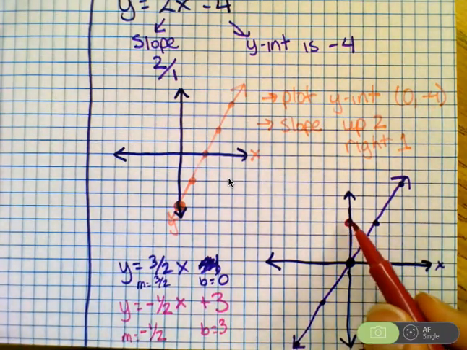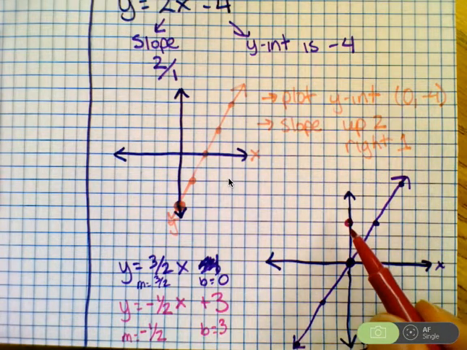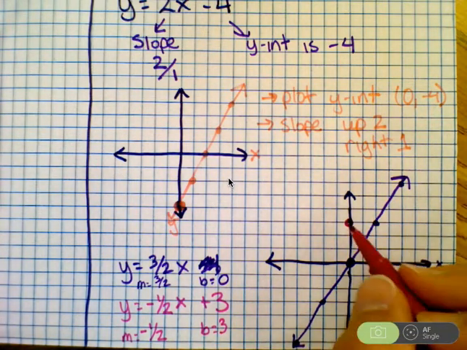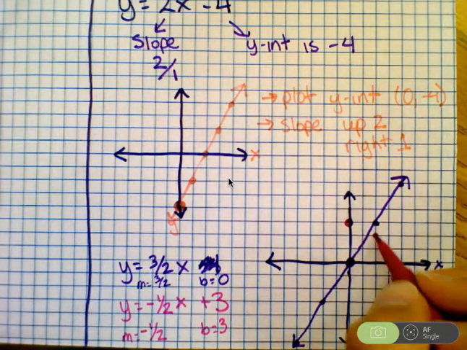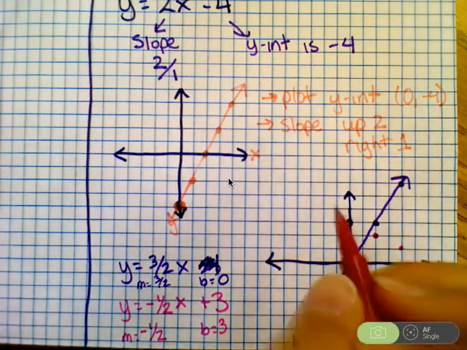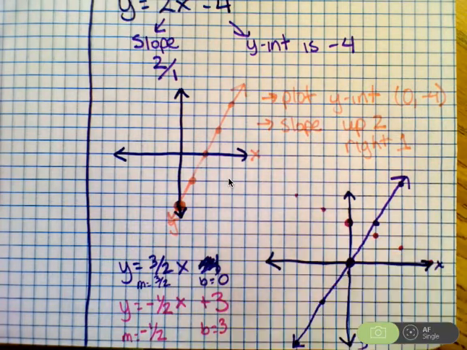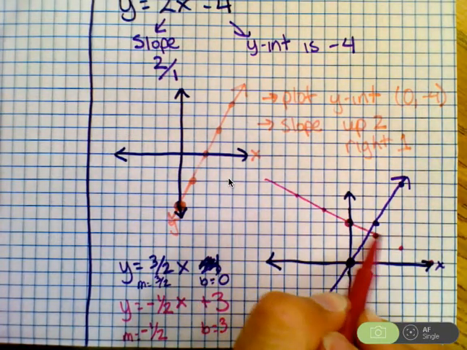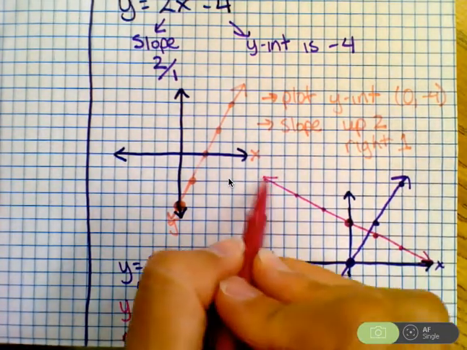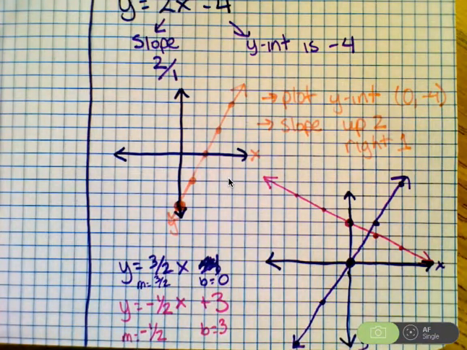So from here, now that I have a negative slope always means we go down instead of up. So I'm going to go down 1 and over 2, down 1 and over 2, and then again I can reverse it if I need more points there, and boom. I'm good. Okay, so you can see a couple more examples of graphing linear equations.